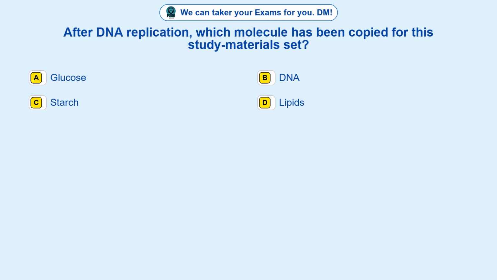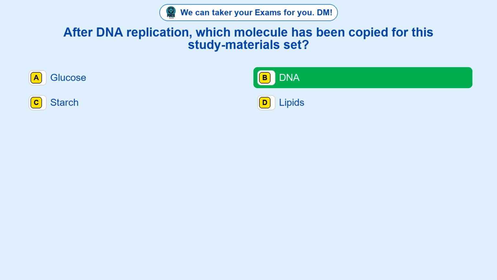Question 3. After DNA replication, which molecule has been copied for this study materials set? Option A, glucose. Option B, DNA. Option C, starch. Option D, lipids. The correct answer is option B, DNA.